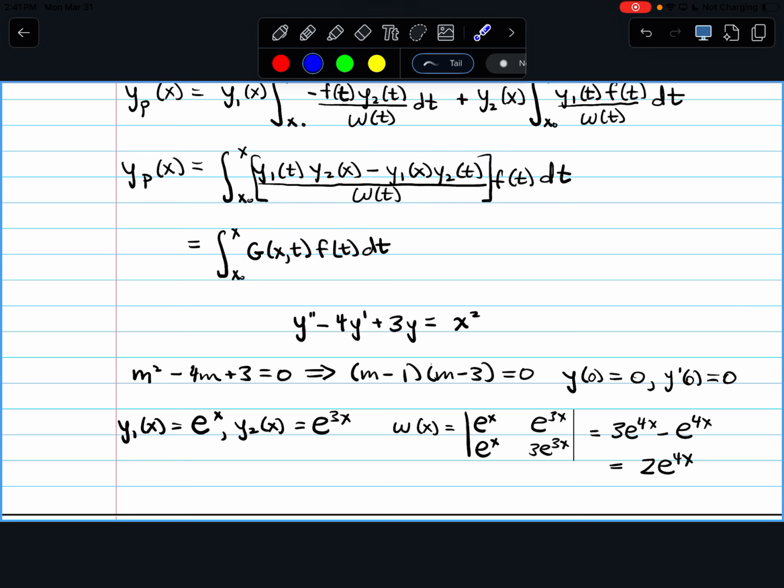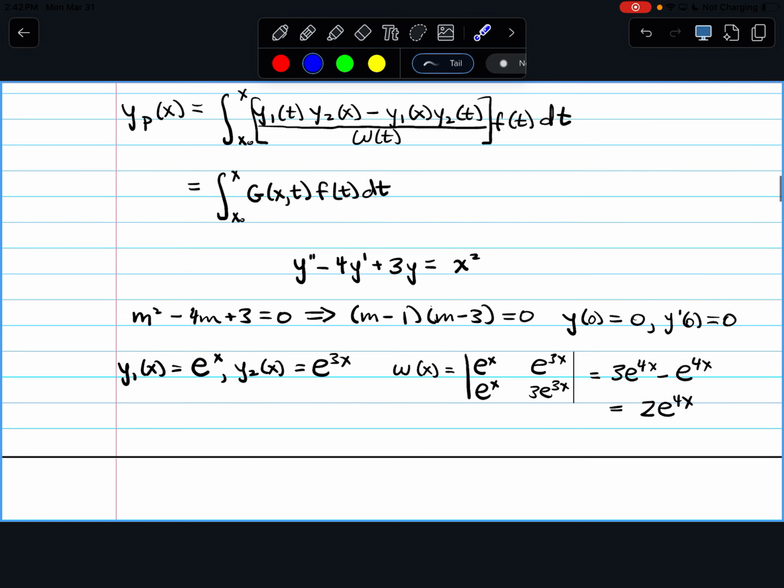And notice how it works. You've got y1 of t, y2 of x, minus y1 of x, y2 of t. So you start off with y1 t, and then over here y2 t, and whichever has the t, the other solution has the x. So y1 t, y2 x, minus y2 t, y1 x. And it's all over this W.